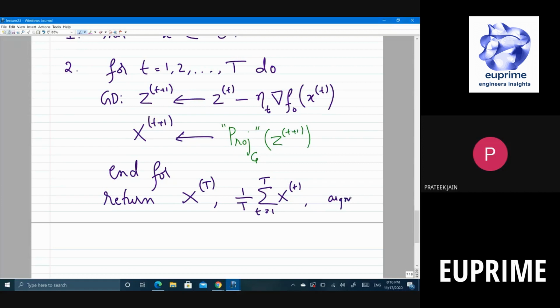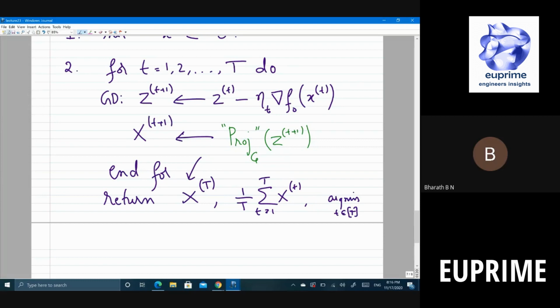Sir, why does average work? What will happen eventually is you will be closer and closer. We will see why this average is required, but for now, this is what you want. I don't care about convexity. If x converges to some value, then average works. If not, we can't tell anything about it. So if T is sufficiently large, the average will be close to x star. We will see why.